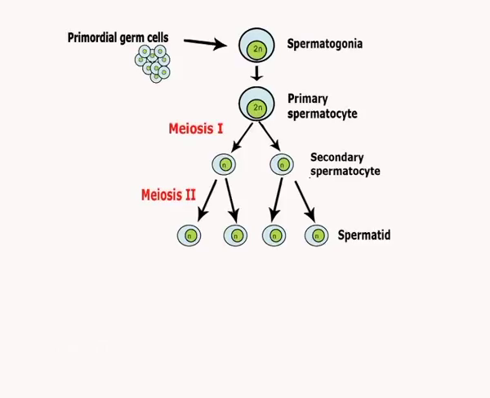Consequently, four cells are formed from two meiotic divisions. These are called spermatids. The spermatids have a haploid set of chromosomes. The spermatids do not function as male gametes. They have to undergo a process of differentiation to become the spermatozoa.